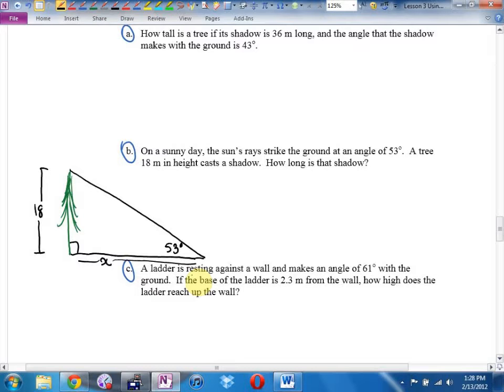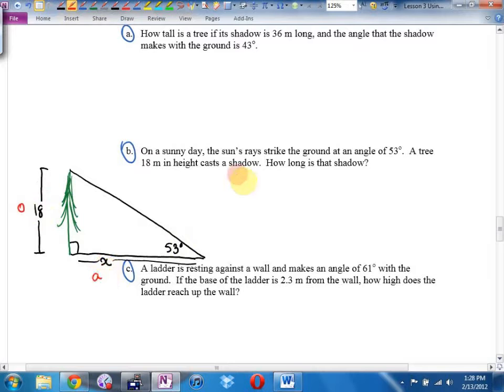I'm hoping you can all draw the tree. Maybe not, but hopefully. And when it says height, I hope you clue in: height is vertical. Then it's more interpretive. With the ground, better put the angle down there. If that's my angle, is the side opposite, adjacent, or hypotenuse? How about here? Which trig function?